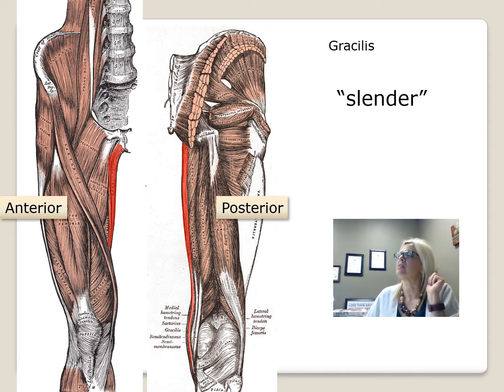So you can see that gracilis here is going along the inside. It's long and slender and kind of graceful, okay? But it means long and slender.